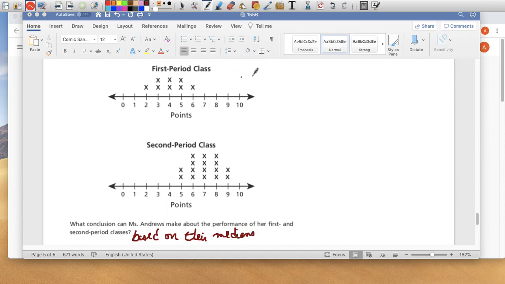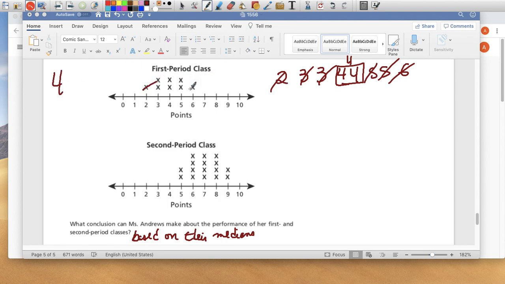So first class, period A, again, was a 10-point quiz. One kid got a 2, 2 kids got 3s, 2 kids got 4s, 2 kids got 5, and 1 kid got a 6. So if we're going to find the median, it is these two numbers added and then divided by 2, which is obviously 4. So the median is 4. I'm going to write 4 over here.